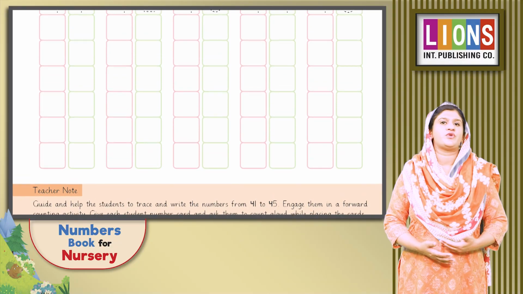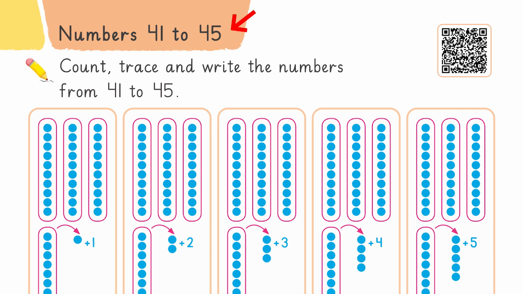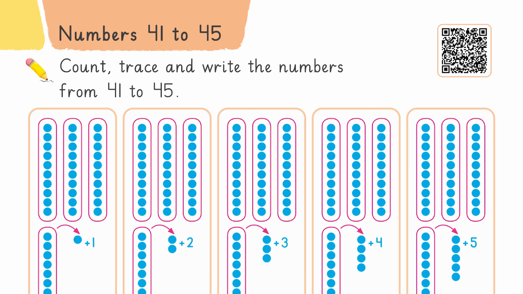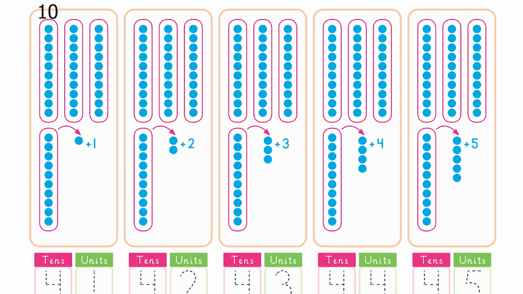We will count, trace and write. As the book says, counting from 41 to 45, and the question is: count, trace and write the numbers from 41 to 45. Here you can see the beads, and here there are groups of tens given. You are going to count that way: 10, 20, 30 and 40.